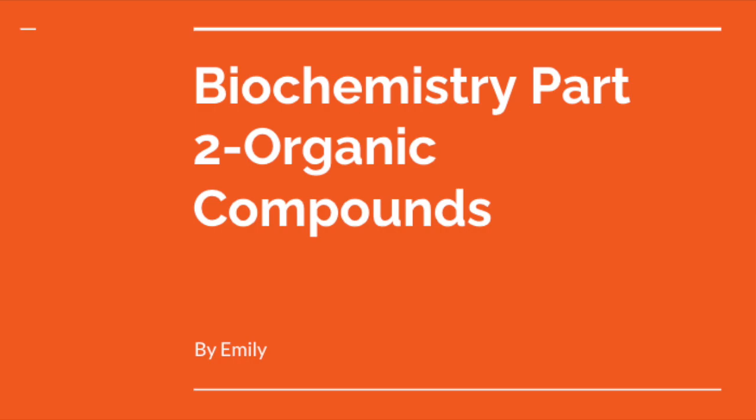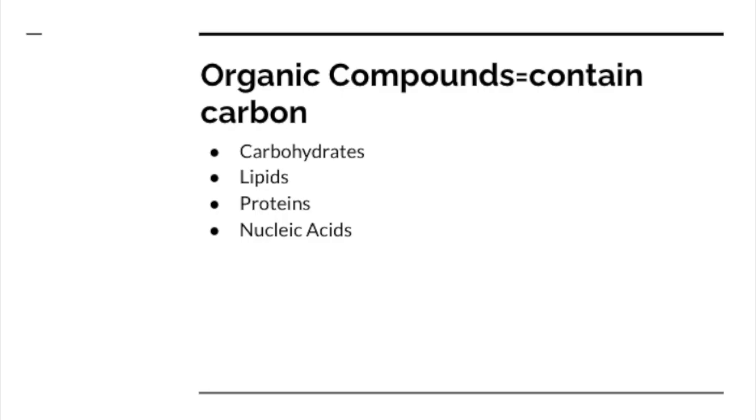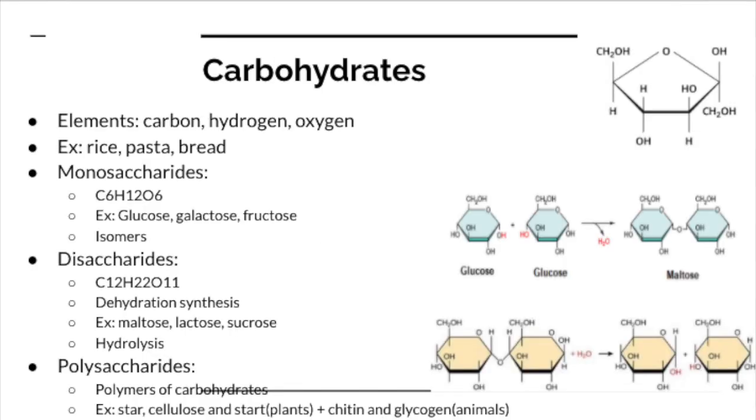Biochemistry Part 2. Organic compounds are compounds that contain carbon. There are 4 classes of organic compounds: carbohydrates, lipids, proteins, and nucleic acids. Carbohydrates consist of only 3 elements: carbon, hydrogen, and oxygen.